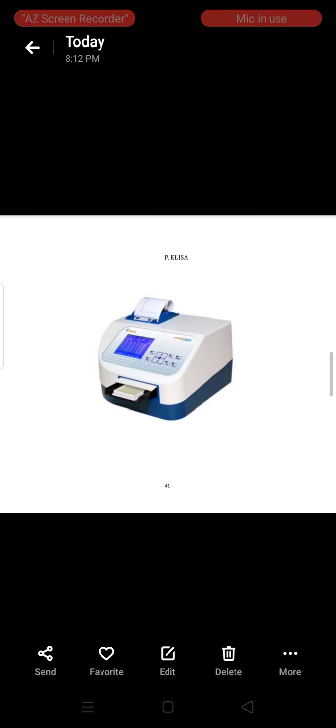And the next instrument is ELISA. This is the structure of ELISA. The expansion is enzyme linked immunosorbent assay, that is ELISA. ELISA is a common laboratory technique which is used to measure the concentration of an analyte in solution, usually antibodies or antigens.